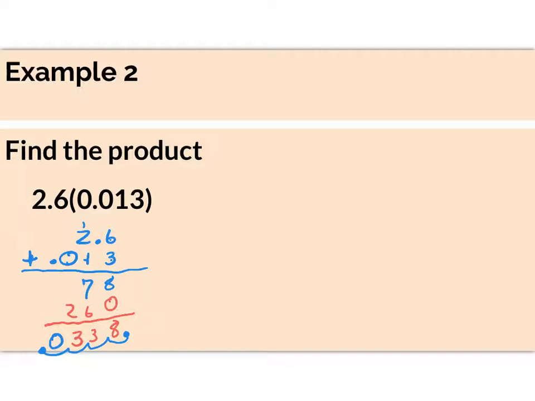You need this 0 here. This 0 is important because it holds a place value in between the decimal point and the first number. It's not at the end, so it's not telling you about the number, but it's holding its place. So 2.6 times 13 thousandths becomes 338 ten thousandths. 1, 2, 3, 4, yeah. So 0.0338.